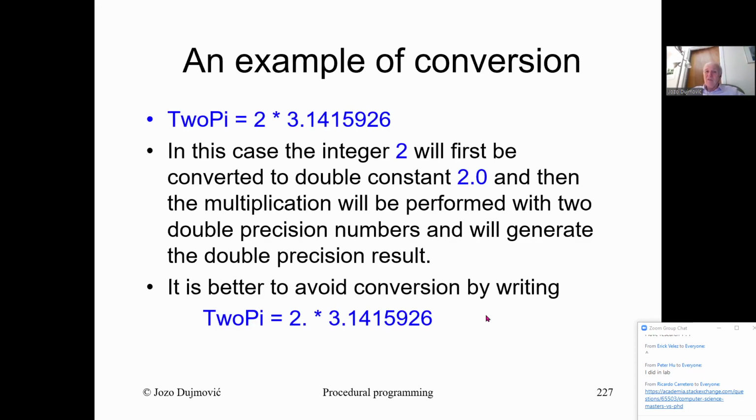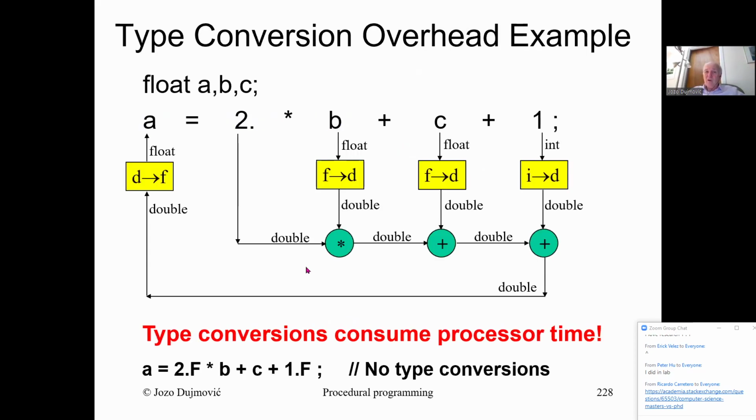And to show how this works, I'm going to show an example that will convince you that this has a point. So imagine the following trivial program. I have float A, B, C. These are float values. And I want to compute A is 2 times B plus C plus 1. So 2 times B plus C plus 1. It is written in this way.